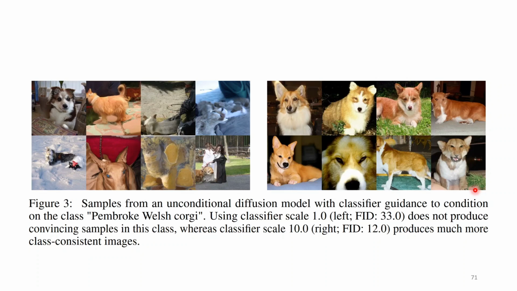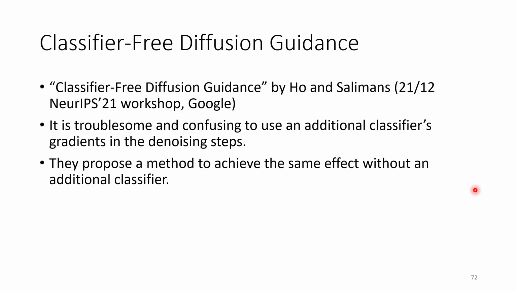Okay. And if the images are preferred by the classifier, they are usually also preferred by users. However, there's a problem. The problem is the classifier doesn't belong to the diffusion model. So in December 2021, Jonathan Ho and his colleague published classifier-free diffusion guidance.